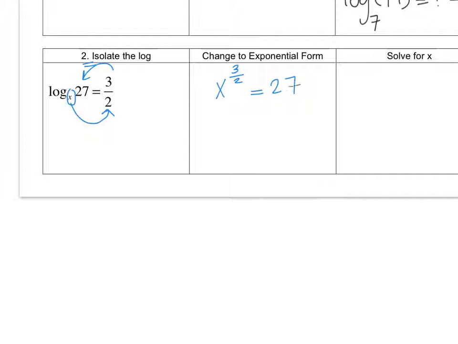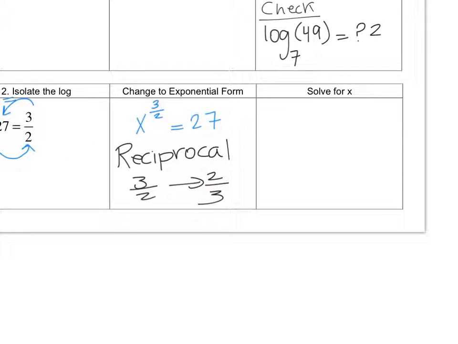Now how do we solve such a problem? When you have a power, to get rid of this power and get x by itself, you raise both sides to the reciprocal of that power. So let's write the word reciprocal. What's the reciprocal of 3 over 2? It's 2 over 3. So to get rid of the power 3 over 2 and get x by itself, I would cross out the 3 over 2 and raise 27 to the power 2 over 3, which is the reciprocal of 3 over 2. So x is equal to 27 to the power 2/3.